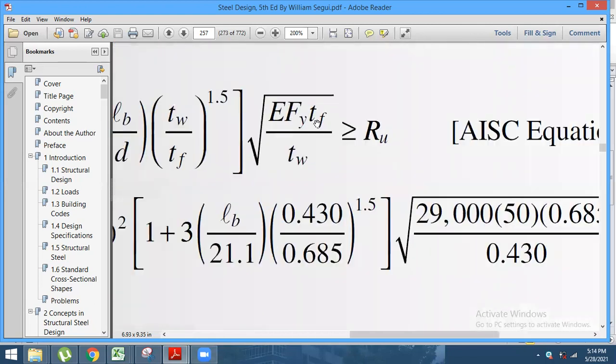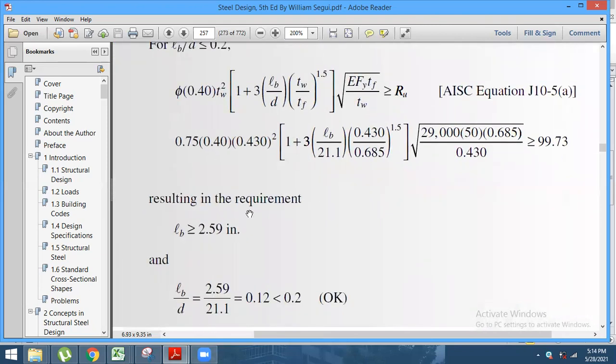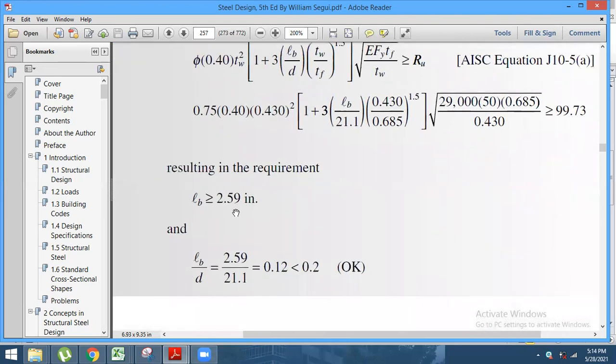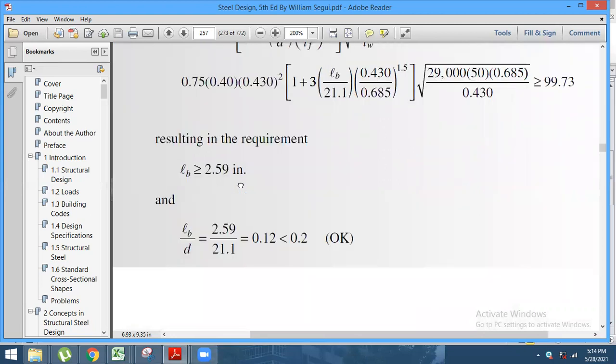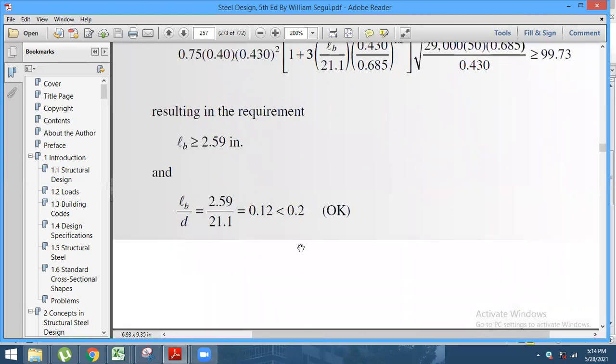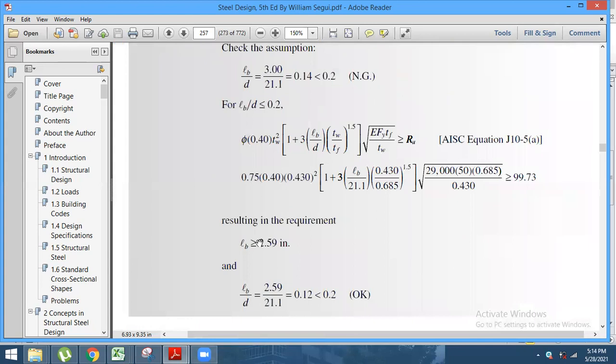Square root of EF by TF over TW should be greater than RU. Okay, so dito ang lalabas niya should be greater than or equal to 2.59 inches. So, 0.12 is less than 0.2. Ngayon, dito sa LB na to, dapat greater than or equal to 2.59. That is due to web crippling.